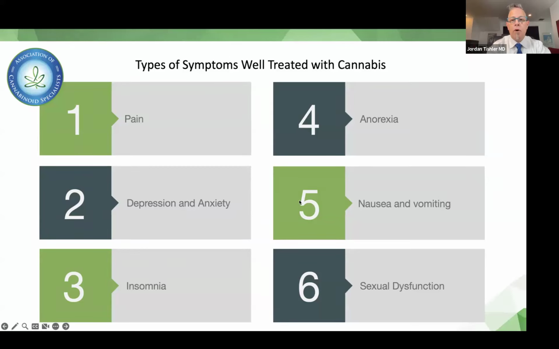I'm going to lump 4 and 5 together, right? Anorexia in this case does not mean anorexia nervosa, but rather just poor appetite, which is certainly something that we see in folks who have cancer or are getting cancer treatments, as well as the nausea and vomiting. And it turns out that we don't have a lot of great medicines for the appetite issues. Cannabis is probably the best thing for it.